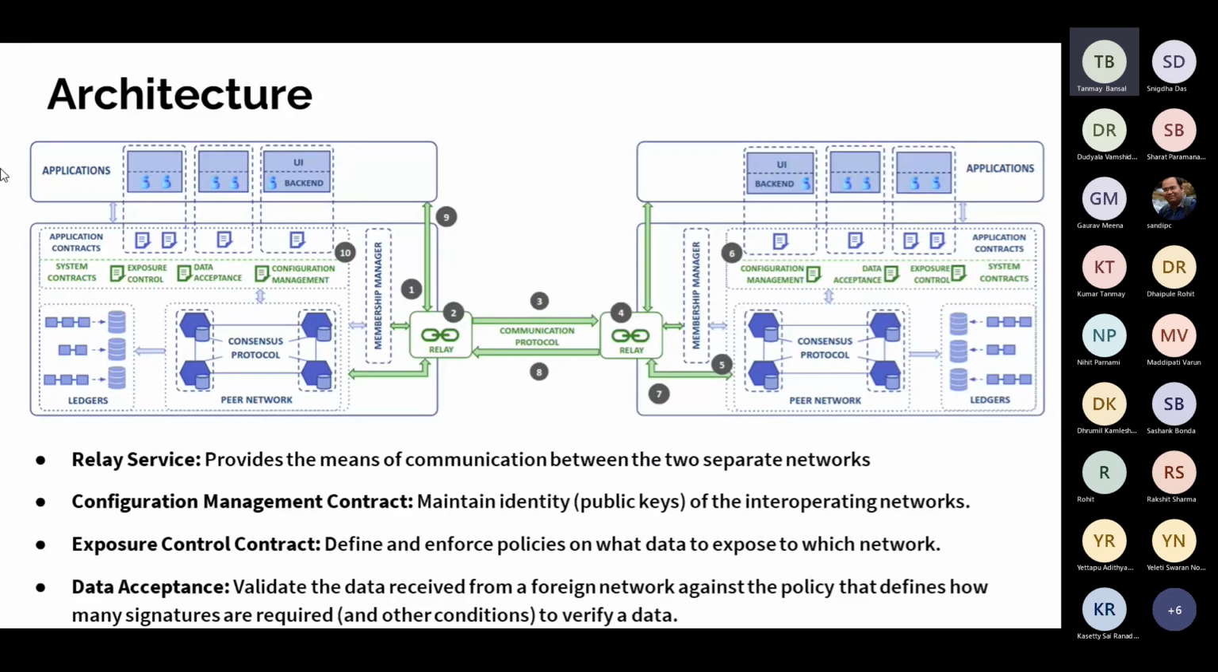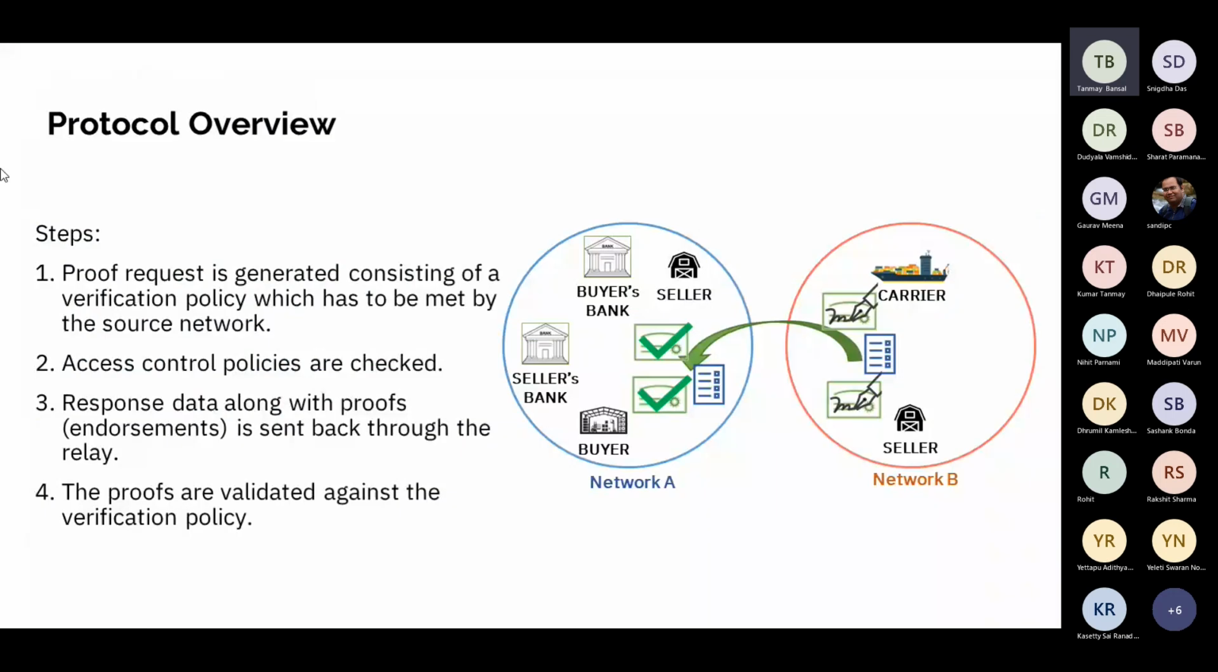So if you look at it, steps 1 2 3 4 etc. Basically the request is generated from the source network. I'm sorry, let me correct, it is generated from the destination network. The destination network is on your left. So that is the one which goes through the relay as a request, and you see the communication protocol between the two relays, and it goes to the relay of the source network, which is 4. And there it is going to check these steps 5 6 7, which are shown here, that the access control policies are checked, and the response data with proofs is sent back through the relay.